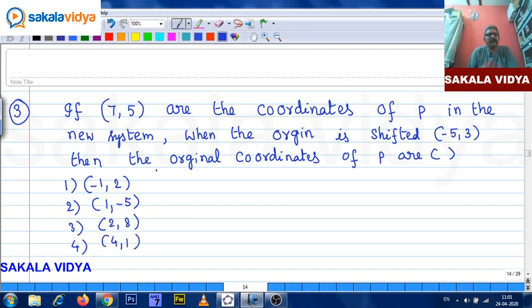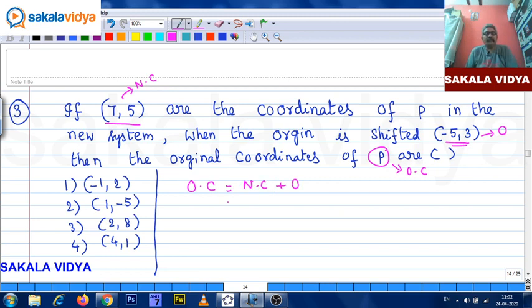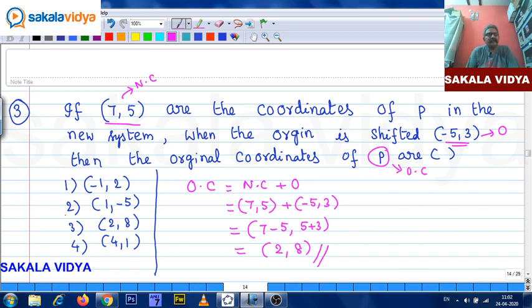So let us do it directly now. We have already practiced. See, this (7, 5) is the coordinates of P in the new system. That means these are new coordinates. When the origin is shifted to this point, this is the origin. Now we need to find the original coordinates of P, OC. We have the tip: old coordinates equal new coordinates plus origin. New coordinates (7, 5) plus origin (-5, 3). Adding these two, we get (7 - 5, 5 + 3), that is (2, 8), the required coordinates. So the third option.